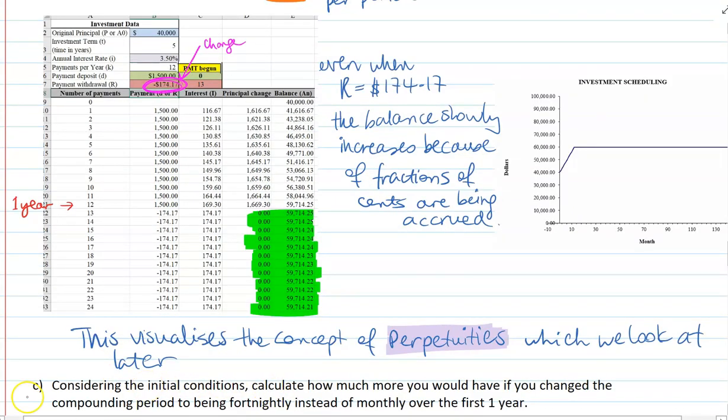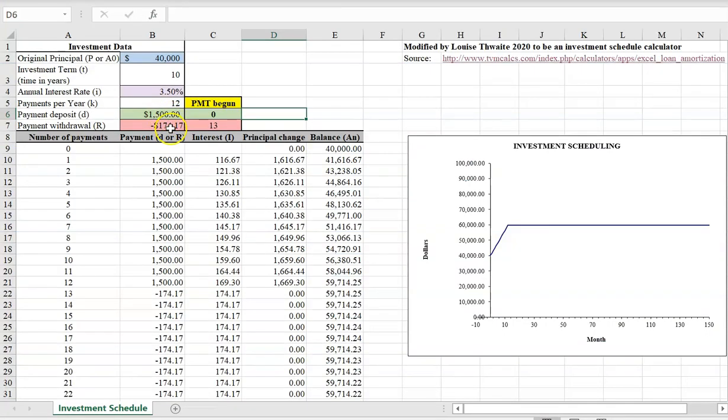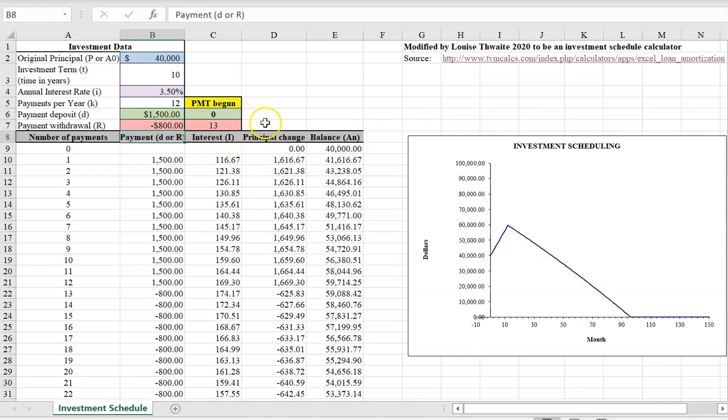Okay, just moving down to C, if we're considering the initial conditions again, so change everything back, calculate how much more you would have if you change the compounding period to being fortnightly instead of monthly over the first year. Okay, so popping back to our spreadsheet, we need to change this to minus 800 again.